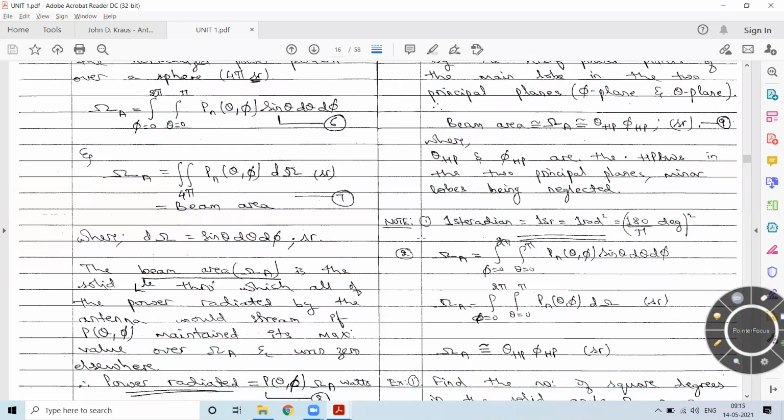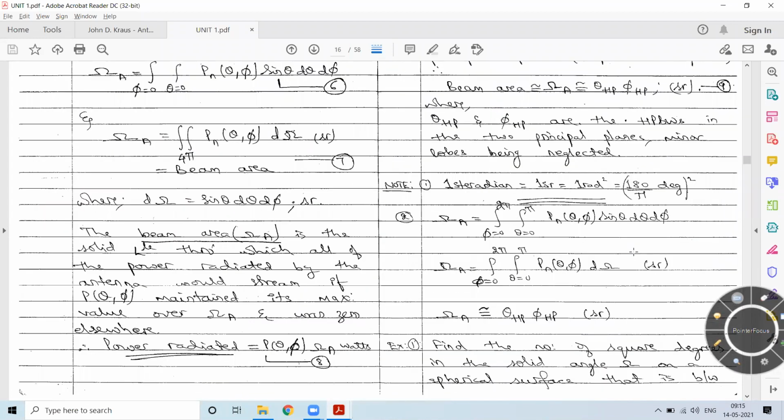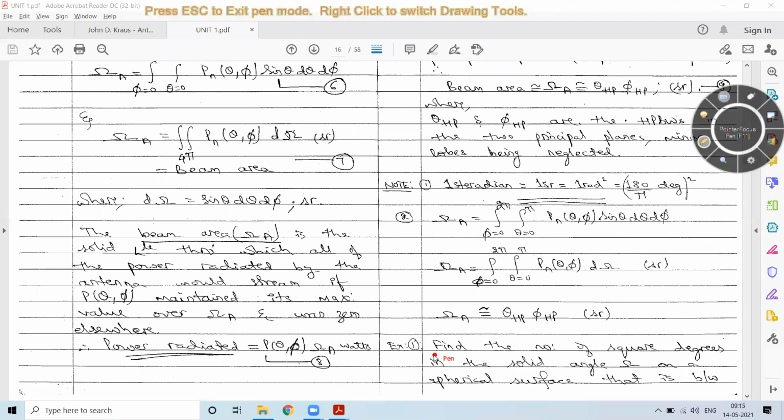So these are the two equations we have to look out for when we are solving the problems. This is the exact equation and this is the approximate equation. So let us try to solve one of the problems. You can note this down.